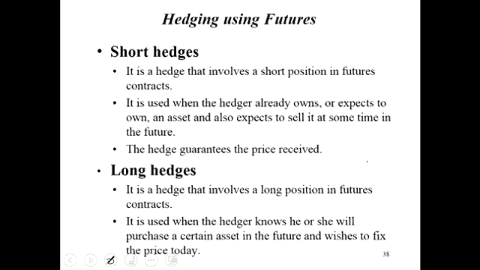So there are two types of hedges. The short hedge is when the hedger already owns or expects to own the asset and expects to sell it. So a producer of some sort, like the wheat farmers we talked about, will naturally take a short hedge because they're growing the wheat and in the end they want to sell it. So if they're going to hedge, they would take a short hedge.